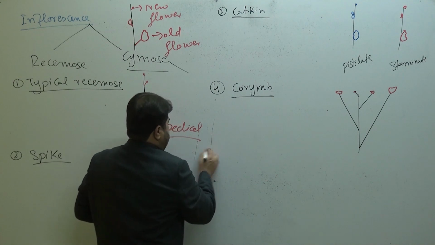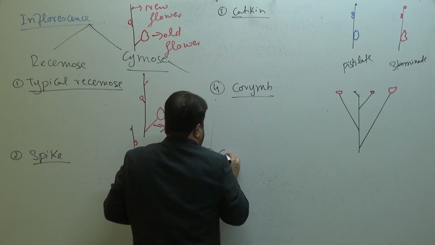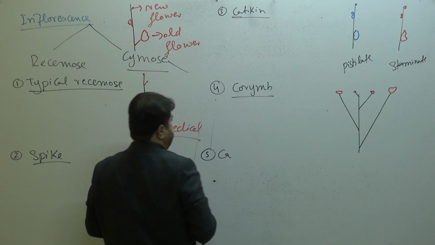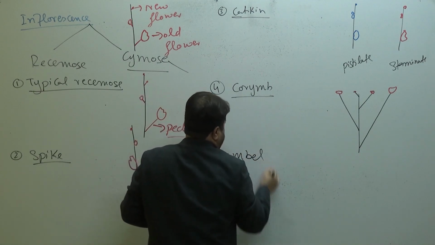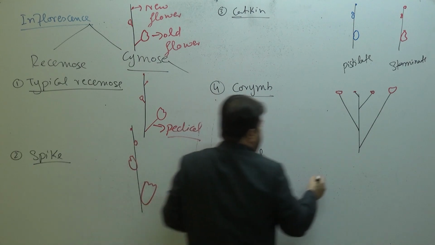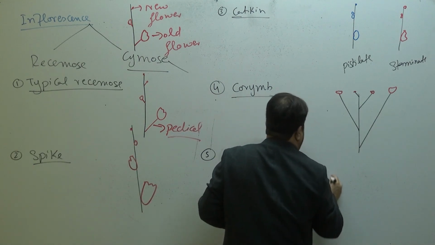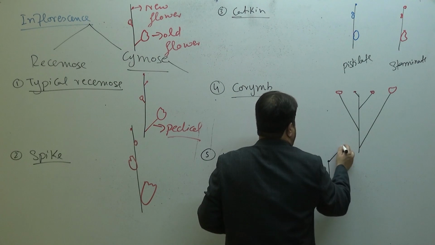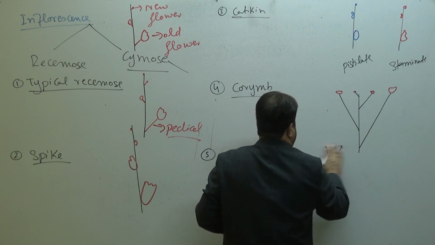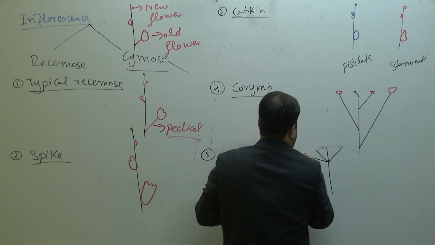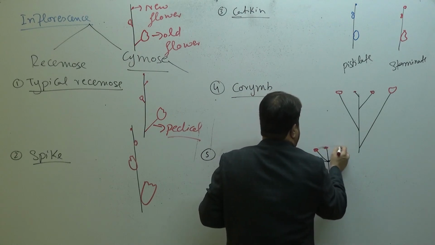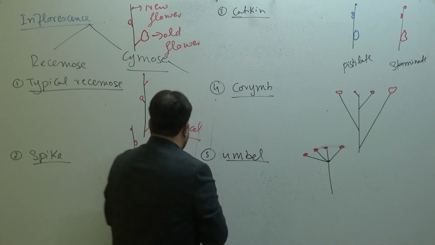Next one is called umbel. According to the umbels, all the pedicels are in the same row. The pedicels of all the flowers have the same length. That is called umbel.